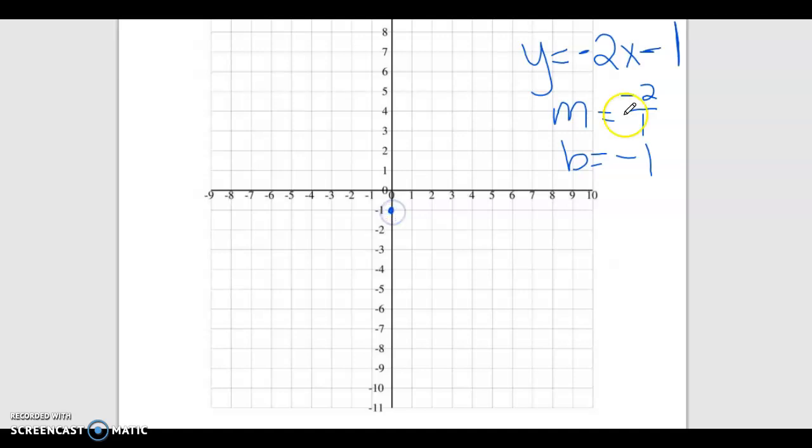All right, remember this is rise over run. So a -2 rise is going to mean going down. So I'm going to go down 2, and a +1 is still going to take me to the right. Down 2 over 1. Down 2 over 1. Remember, I want to fill out my graph.